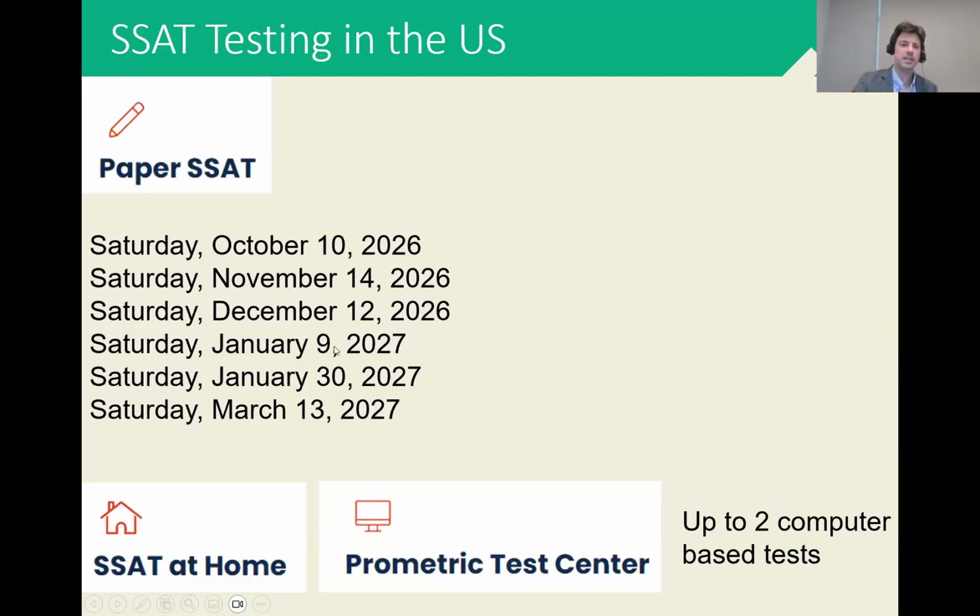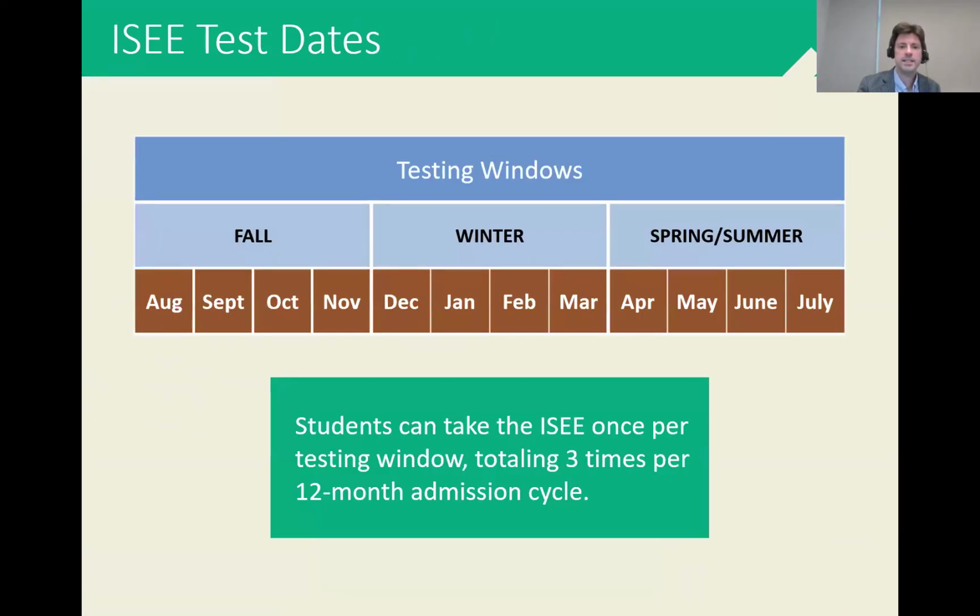But even though, as you can see, students can take the test multiple times, most students are going to take the SSAT twice, maybe a third time if needed. So usually you're targeting the November test date, that December test date, and then early January if you need that third and final attempt on the SSAT.